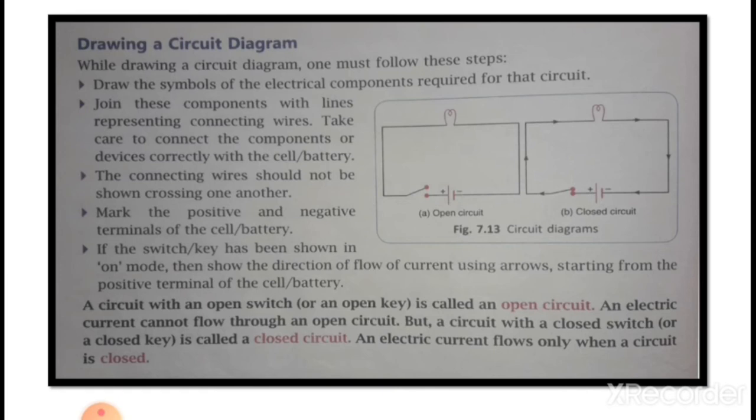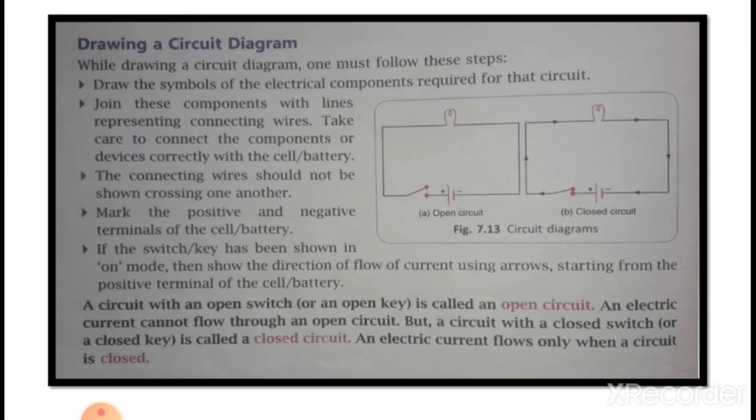And here they have given a cell, an open switch and a bulb, and they are connected using the connecting wires. So the first one is the open circuit. They have marked the positive and negative terminals of the cell and everything. So that is known as the open circuit.